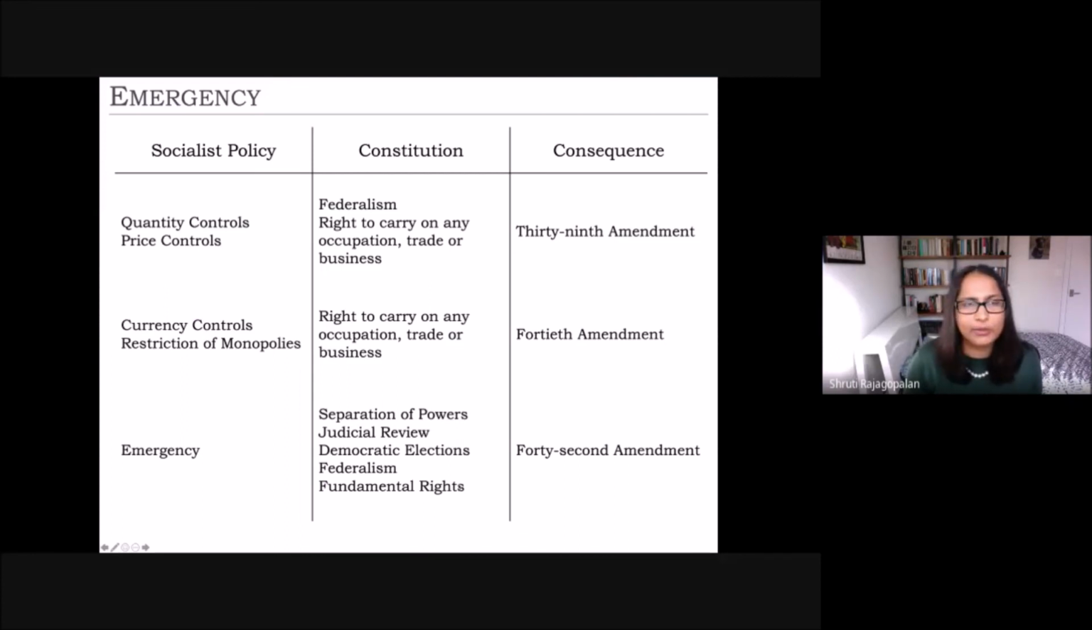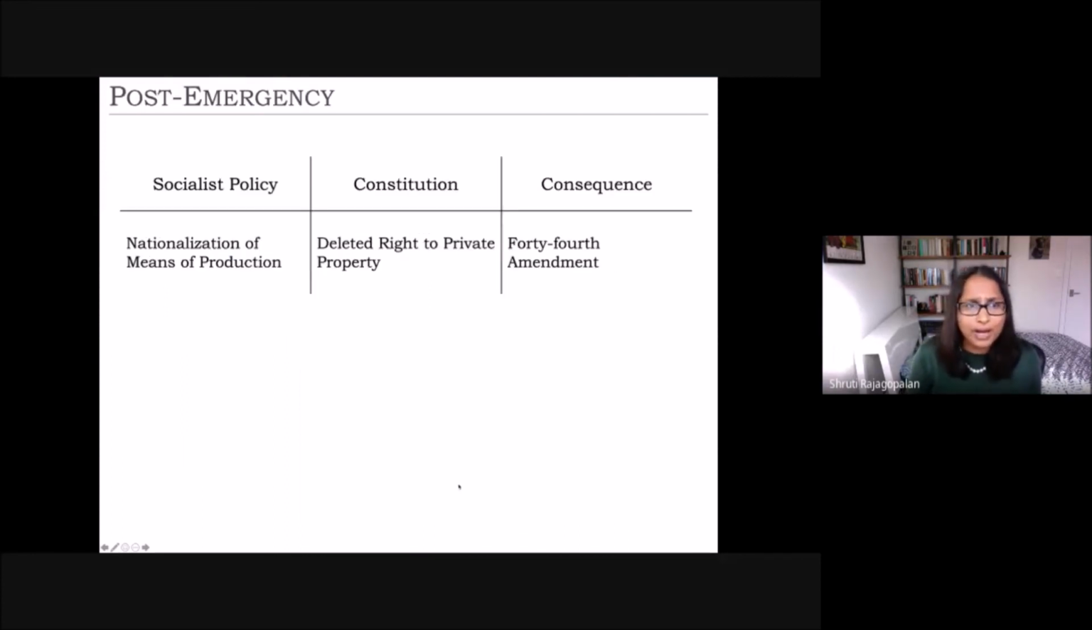Raj Narayan incidentally wins that seat. But you still get more of the same because the Janata Party comes to power. This is Morarji Desai's government. And Morarji Desai undoes most of the really horrific excesses, as I mentioned, in the 43rd Amendment and partly in the 44th Amendment. But they delete the right to private property.